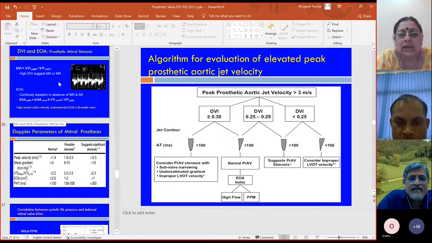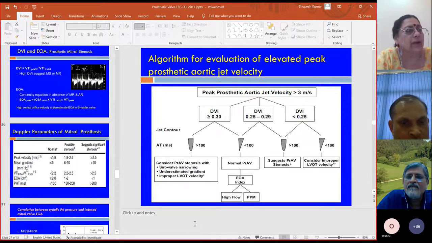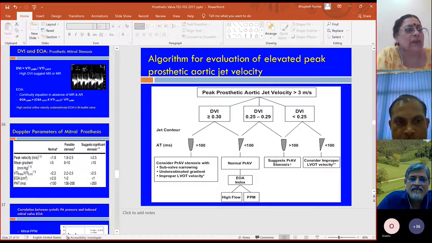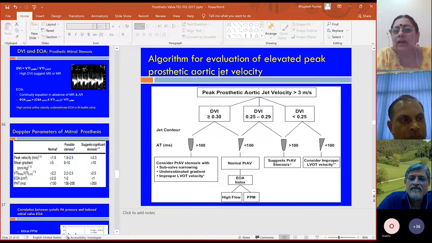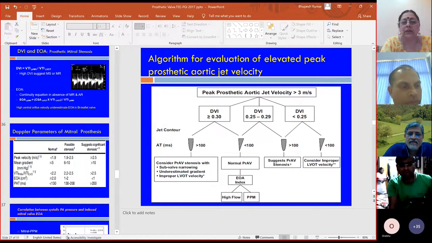I have a simple message. Whenever an anesthetist is involved in a valve replacement case, every anesthesia echocardiographer should measure the DVI and the effective orifice area, and index the effective orifice area to the body surface area, because we have already discussed that when there is severe patient prosthesis mismatch, the effective orifice area index will be less than 0.65 square centimeter per square meter. So every anesthetist echocardiographer should measure DVI, measure effective orifice area, and index it to the body surface area. That is a simple message for today.